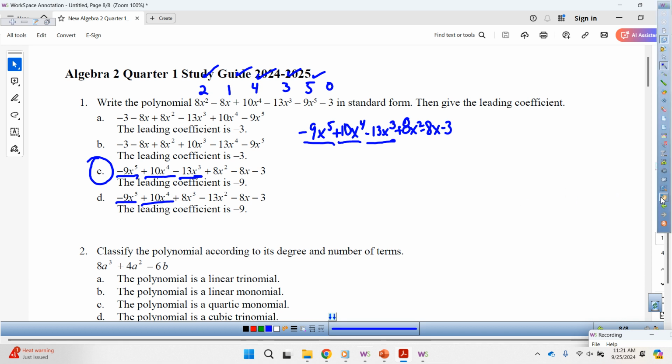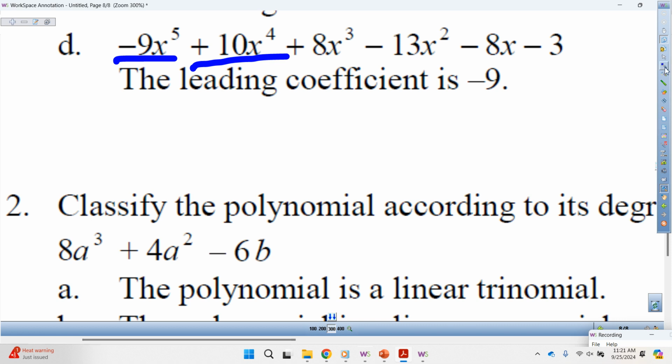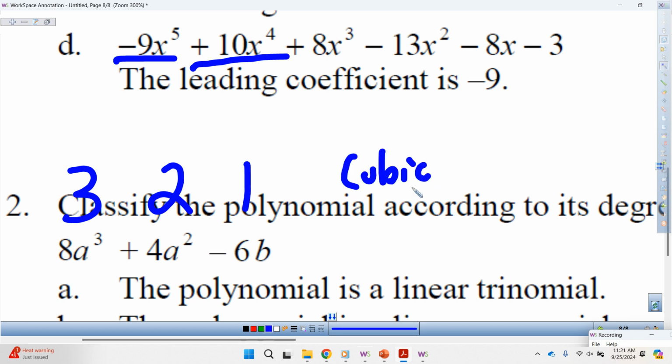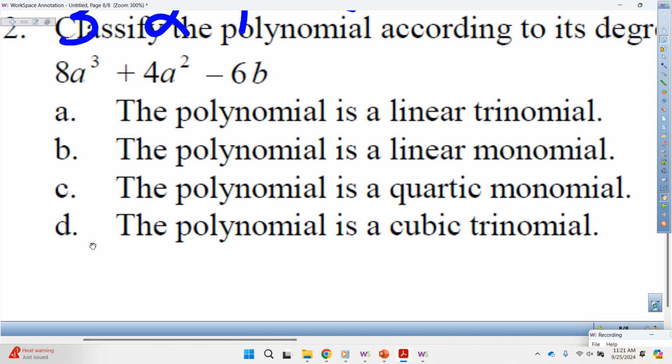Let's go to number 2. You're like, Mr. Q, this is cake. Number 2 says, classify the polynomial according to its degree and number of terms. So let's see. Let me zoom in. What degree is this? 3. This one, 2. This one, 1. What's the highest degree? 3. So this is a what? Cubic. How many parts does it have? 3 parts, so it's a what? Trinomial. That is correct. So, which one is a cubic trinomial? Cubic trinomial is D. Correct answer is D.